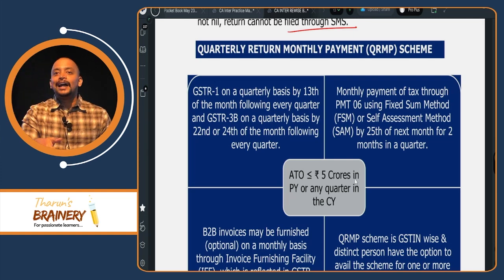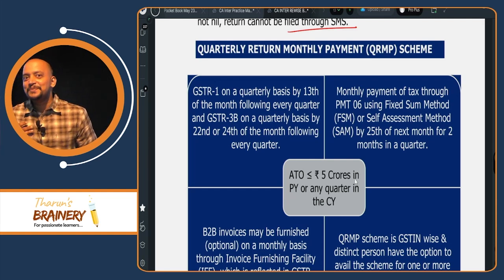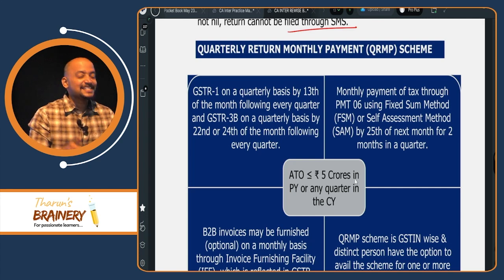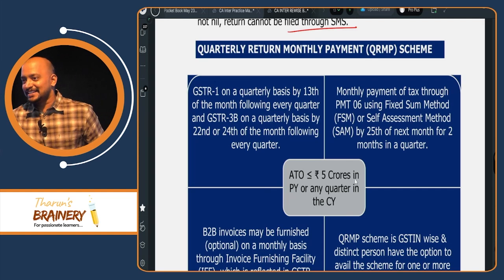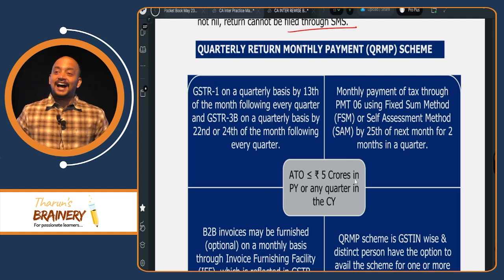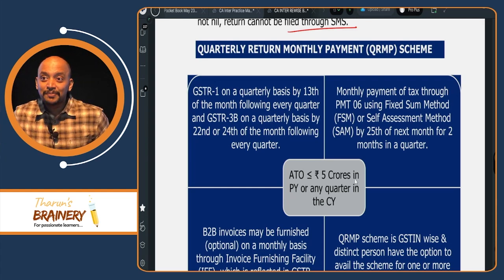If I could do that, I would file 3B itself monthly. If I can calculate my liability on a monthly basis, I will file 3B itself, not monthly. Why would I go for quarterly 3B? Okay, any other method? Another method is there. Fixed sum method. What is that fixed sum method?